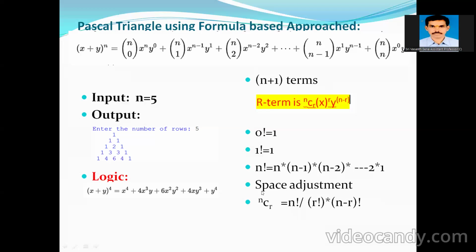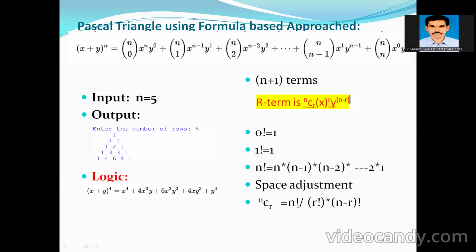After that, you need to think about the space adjustment in this Pascal triangle. So here you know the simple formula: nCr is equal to n factorial divided by r factorial into n minus r factorial. This is the simple mathematical representation. In order to make it a program, you need to write fact of n divided by fact of r into fact of n minus r.